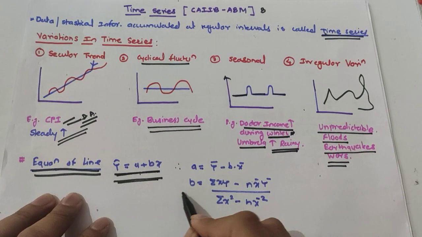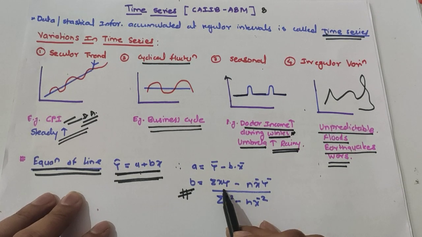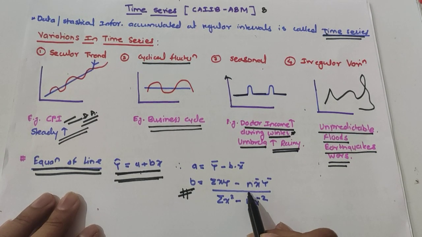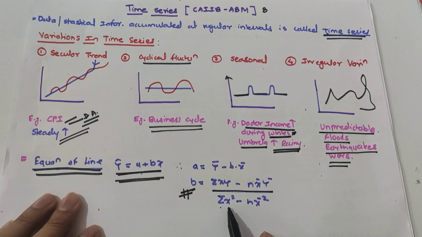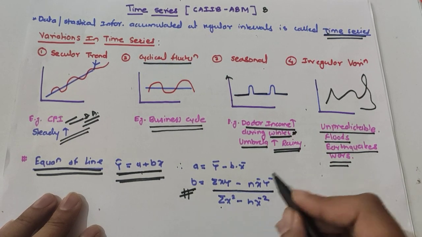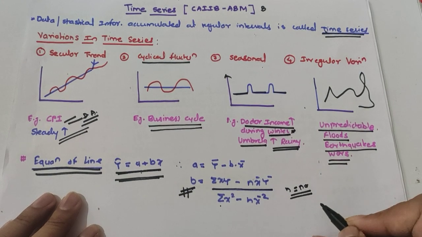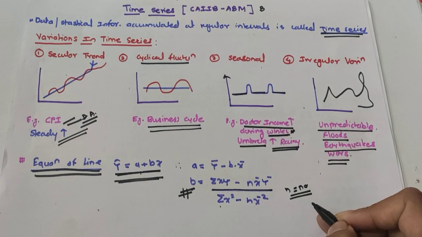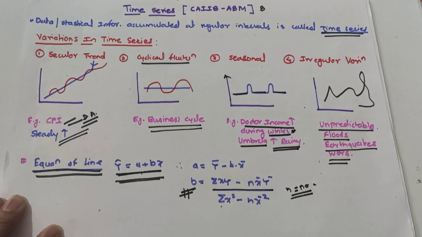Now what is the value of b? Very important formula you have to remember here. b is equal to summation of xy minus n x bar y bar divided by summation of x square minus n into x bar square. So friends, here n is your number of variations, the total number that you are taking, or you can say number of observations, right? So n is a number.